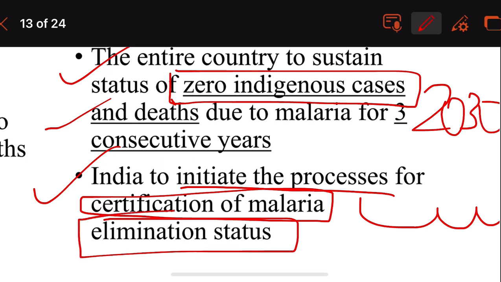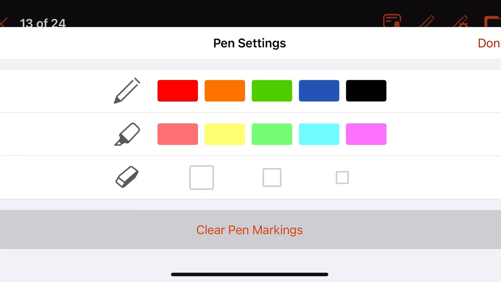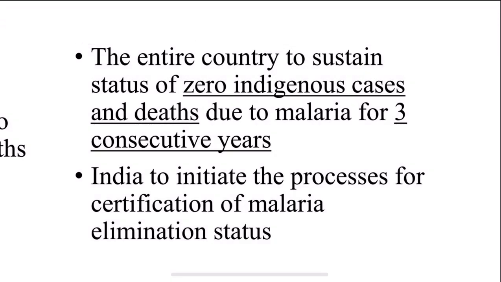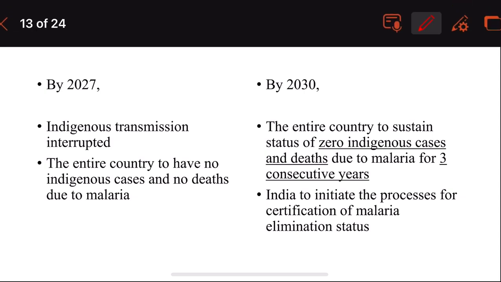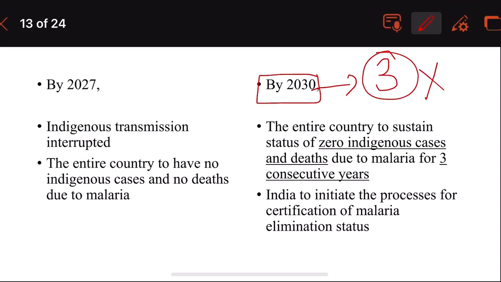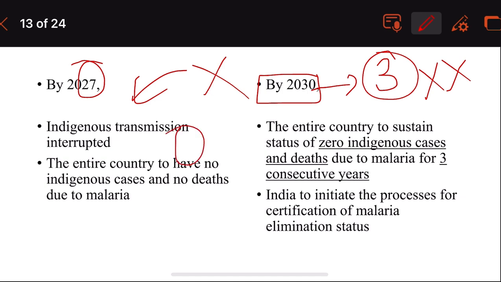So we see that, very important, the entire country should have zero indigenous cases or deaths due to malaria for a period of 3 consecutive years. You can remember 2030, 3 consecutive years. They should have no cases of malaria, no deaths due to malaria. 2027, indigenous transmission should be avoided and zero indigenous cases or deaths due to malaria.